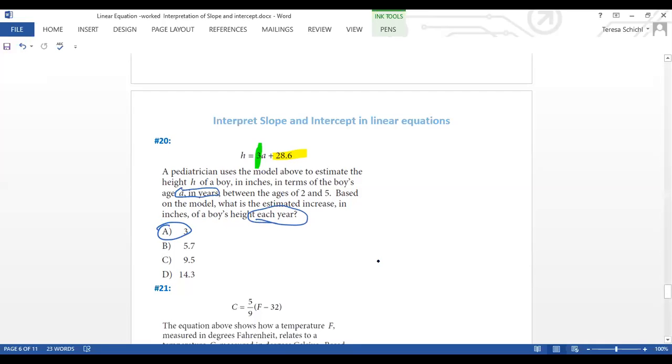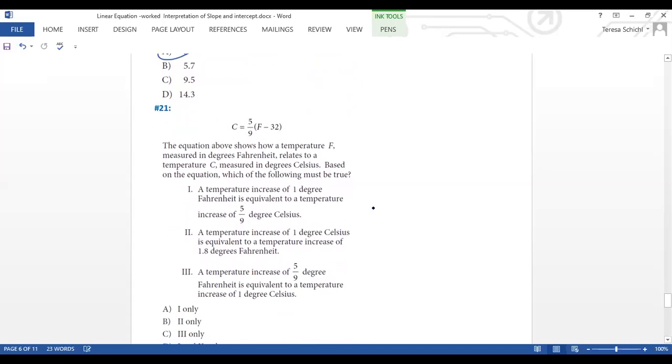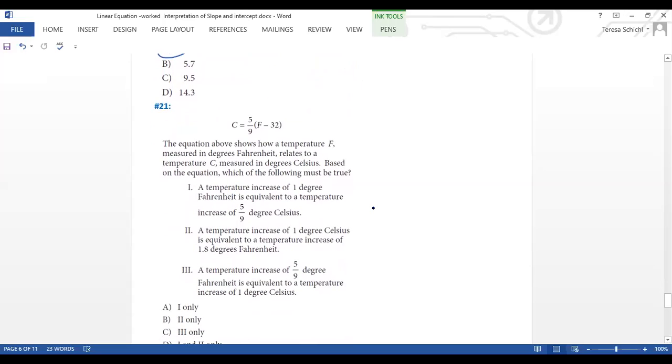Okay, number 21 here. It tells you the equation above shows the temperature in Fahrenheit and Celsius, their relations. Based on the equation, which of the following is true? So this is C equals 5/9 F minus 32. You just use the distributive property, so it's 160, right? 5 times 32 is 160.